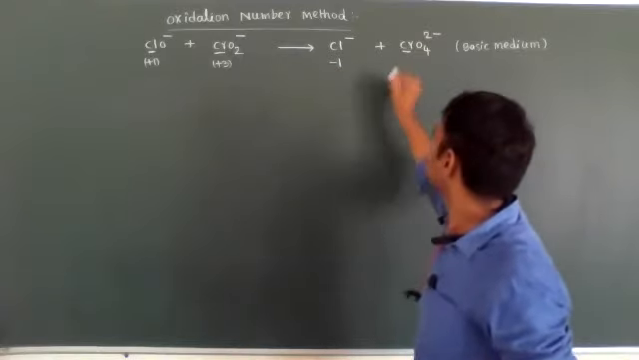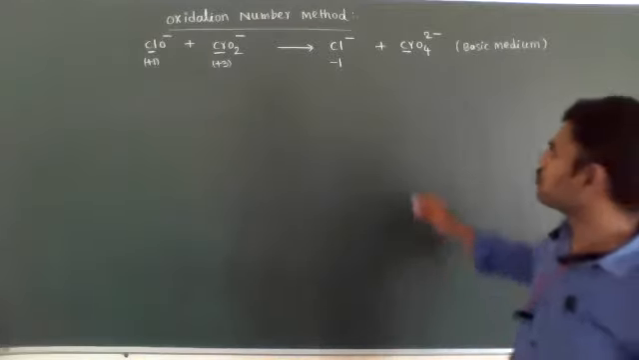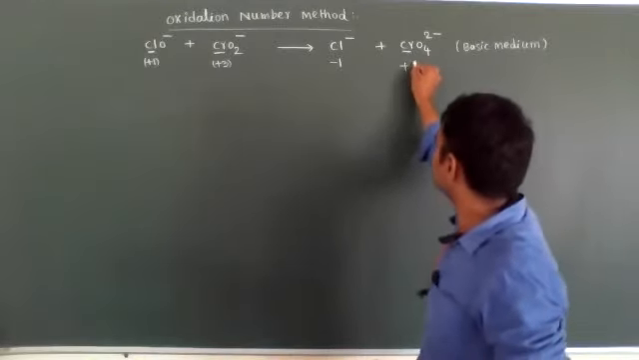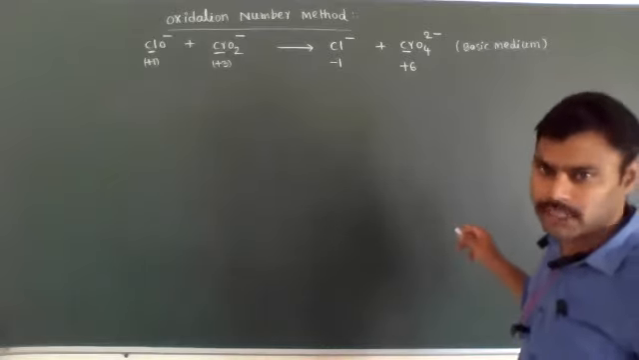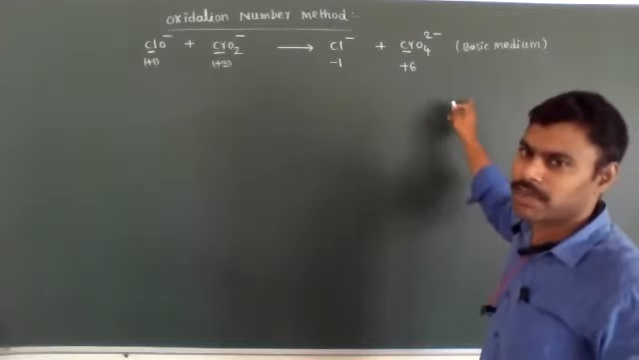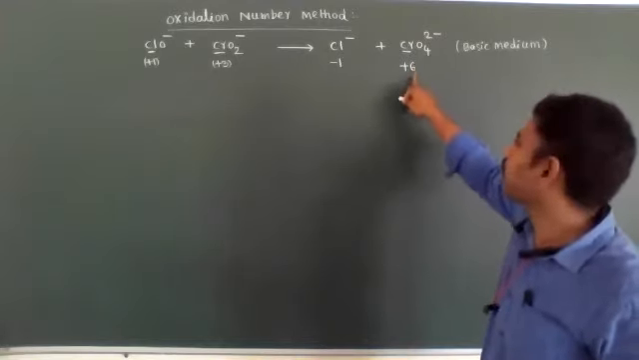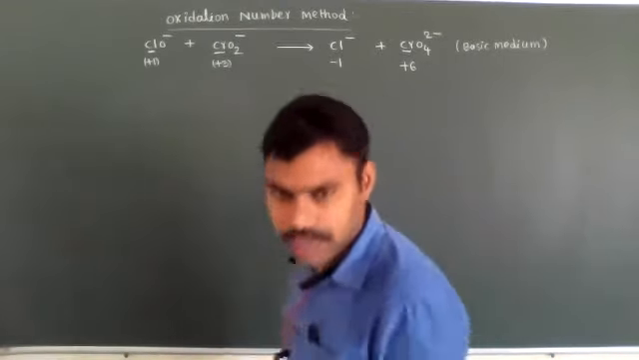Now here in CrO4 2 minus, the chromium oxidation state is +6. X plus 4 into -2 is equal to -2. Then X is equal to -2 plus 8, so the value of X comes 6. Now we have identified the oxidation numbers.